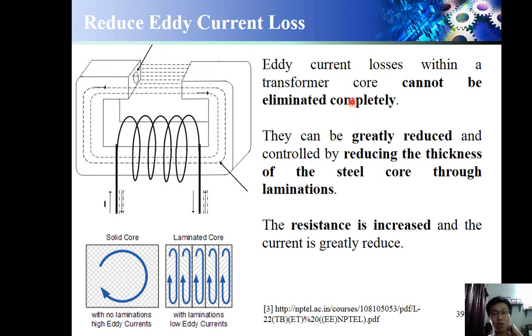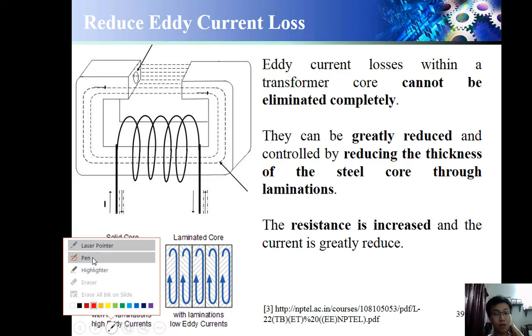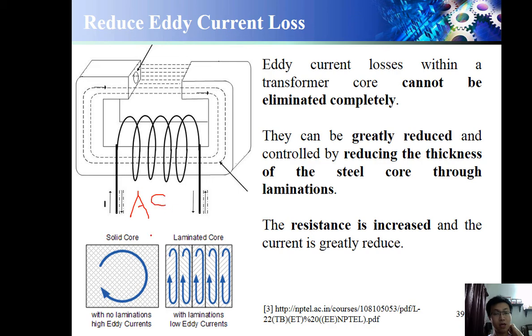So eddy current losses within a transformer core cannot be eliminated completely. For example, this core is not laminated, meaning this is one solid core. When we insert AC here, it will create eddy current like this, which means it circulates. They can be greatly reduced and controlled by reducing the thickness of the steel core through lamination. Reducing the thickness, the resistance will be increased and the current will be greatly reduced. V equals IR. When R increases, I will decrease.